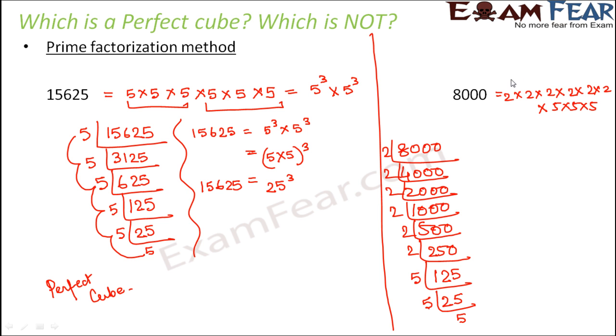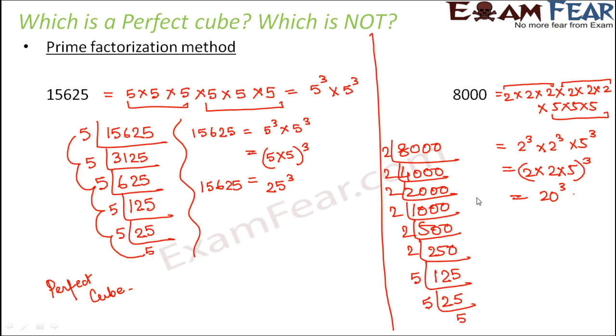Again, let's divide it into groups of 3. Three 2s together, again three 2s together, and three 5s together. Whenever we divide it into groups of 3, we need to make sure that each group contains the same number. Like 2 into 2 into 5 cannot be one group. One group means the same number getting multiplied 3 times. So this can be written as 2 cube into 2 cube into 5 cube, which in turn is 2 into 2 into 5 whole cube. 2 twos are 4, 4 fives are 20. So this is 20 cube. So 8000 can be written as 20 cube, which proves that 8000 is also a perfect cube.